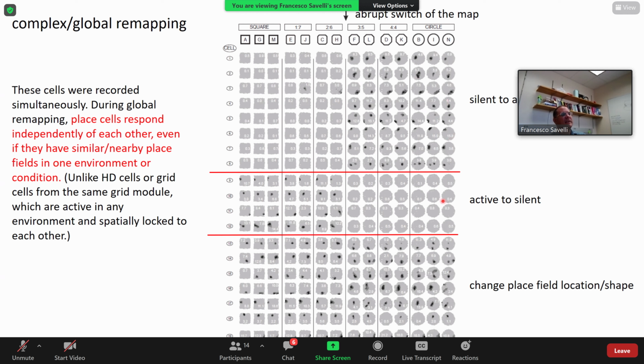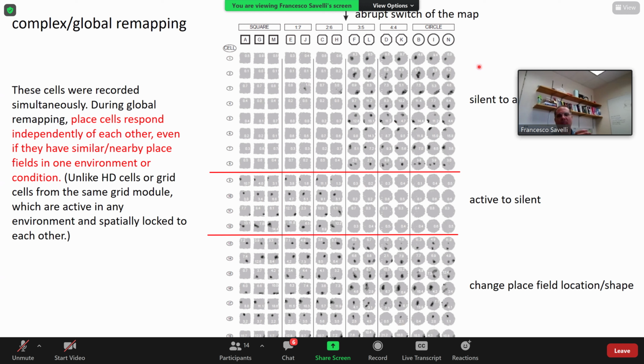Now you got other cells that were active go silent. So it's kind of the opposite, right? You got a place field here, stays consistent over the first 3 sessions in a square, stays consistent, but then by the time it gets to something that looks like a circle, it goes silent. And then there are others that change place field location or shape. And again, the major change is an abrupt switch of the map.